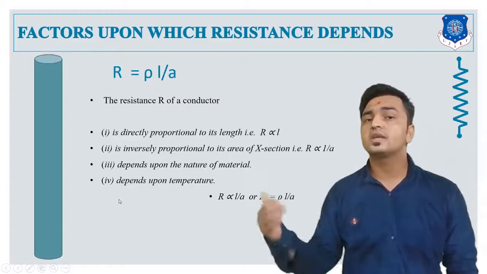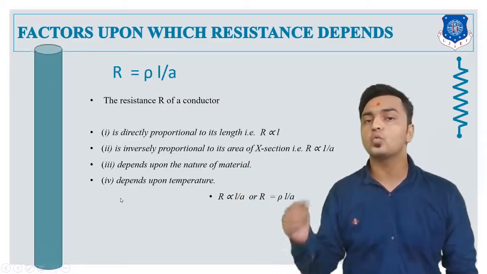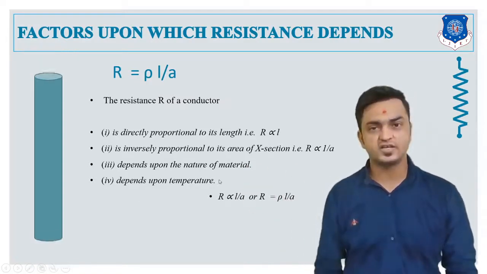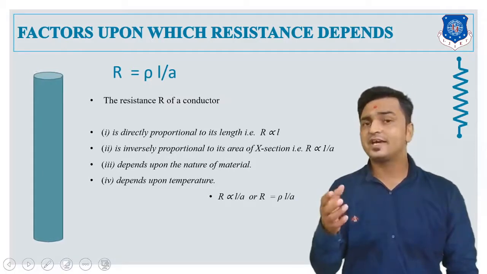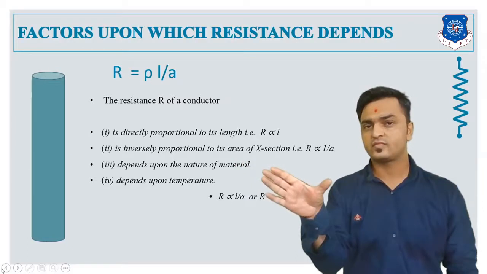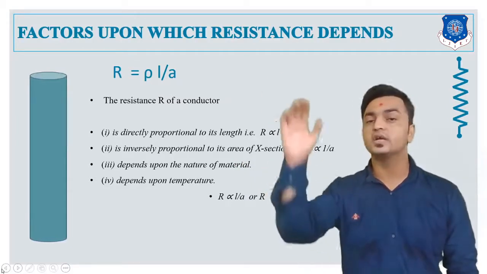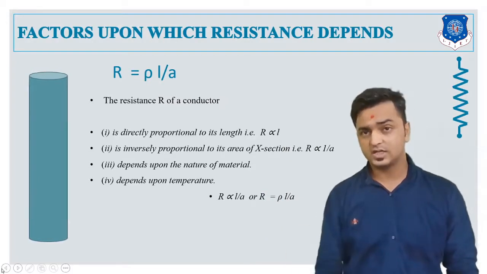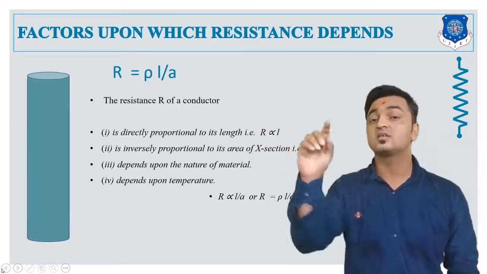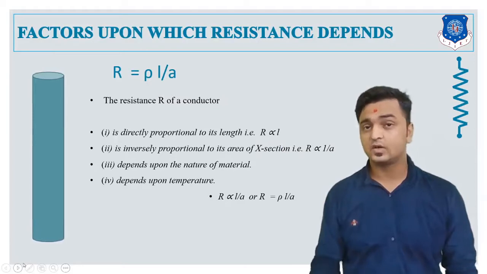Again, if you observe the equation, then we can derive one more relation from it: R is proportional to 1 upon A. That means resistance is inversely proportional to cross-section area. So if cross-section area increases, resistance will decrease. Vice versa, if cross-section area decreases, then resistance of that material will increase. That was the second parameter.